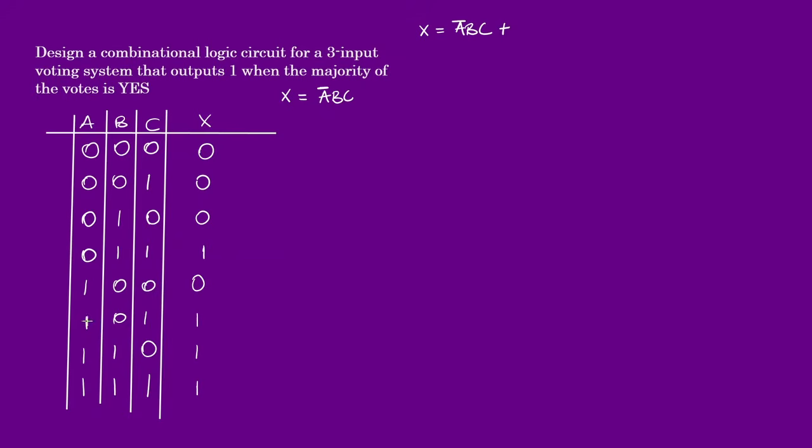The next case, B is low. So we have A, not B, C. Next case, C is low. So we have A, B, not C. And the final case, everybody's voting yes. So we have A, B, C.